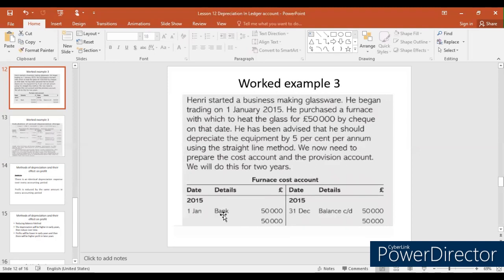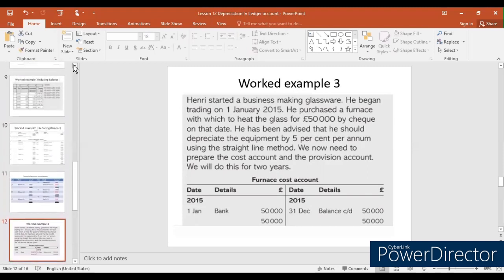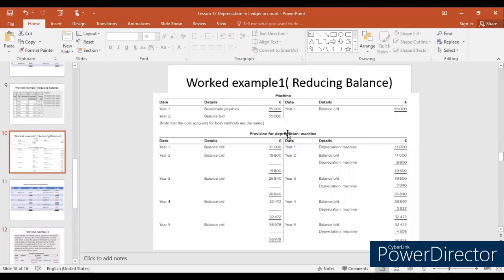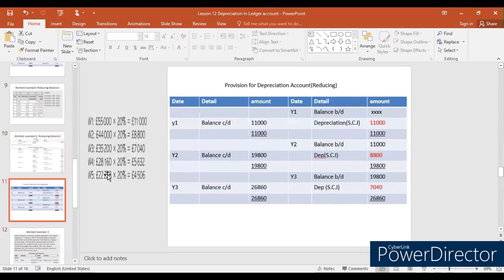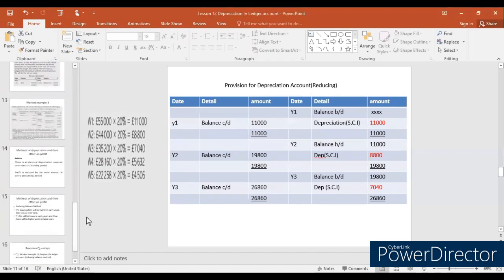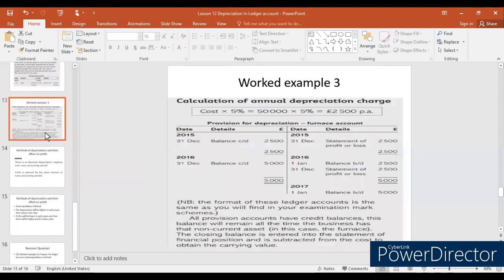Bank account credit. Don't we have to write the bank account? Yes, they have written bank. No, I'm saying, sir, the bank account. Remember, if they ask you, only then you have to prepare it. Normally in this question, they are asking you for the relevant non-current asset account and the provision account only. You don't need to prepare the bank account, unnecessarily wasting time. They don't give marks for that. Okay, clear? Yes, sir.